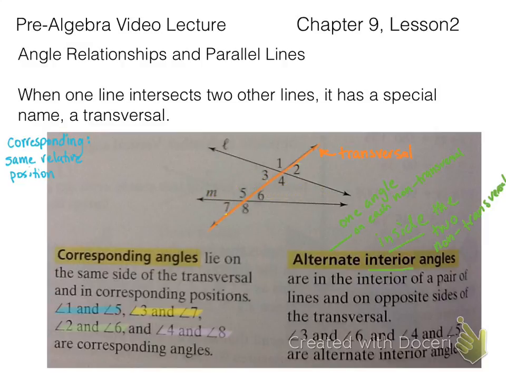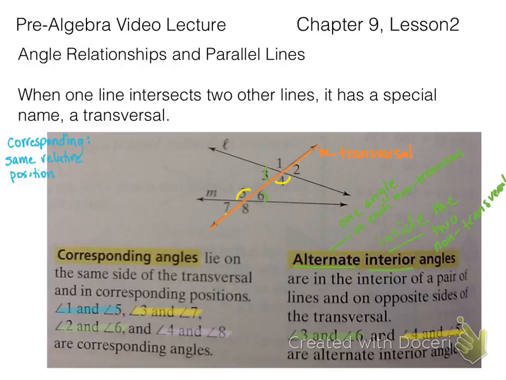So two angles that are opposite each other on either side of the transversal would be like 3 and 6. And then another pair of alternate interior angles would be 4 and 5. So when you have a standard transversal with only two lines, you're only going to have two pairs of alternate interior angles, whereas if you are looking at corresponding angles, you're going to have 4 pairs instead of 2 pairs.